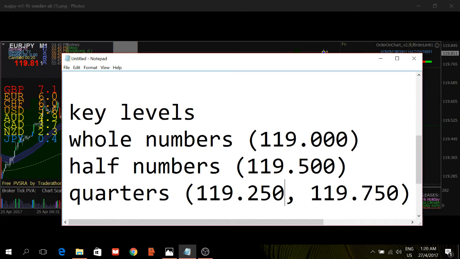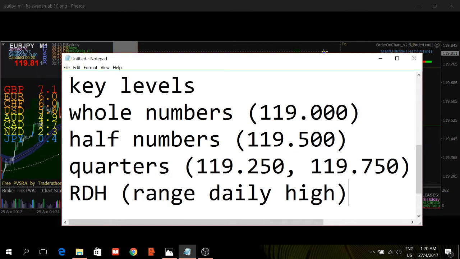And another key level would be quarters. A quarter, in this case, would be 119.250, or three quarters, in this case, would be 119.750. And RDH, I'll explain a little bit later, so let's leave it for a while.